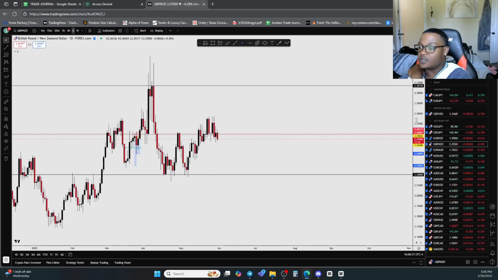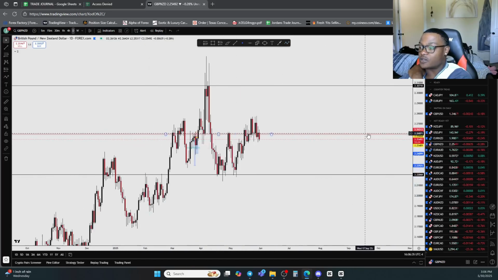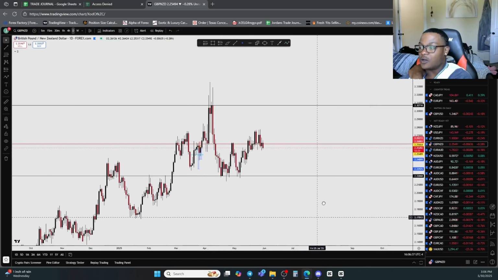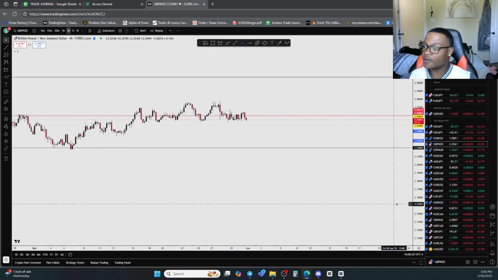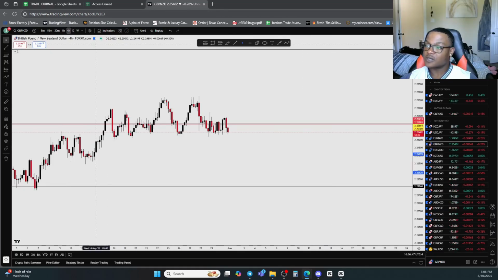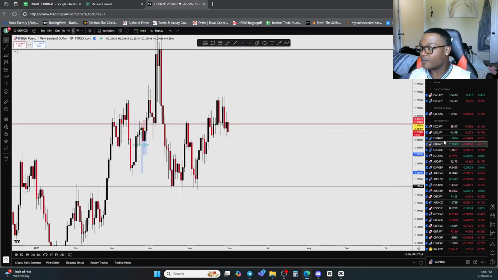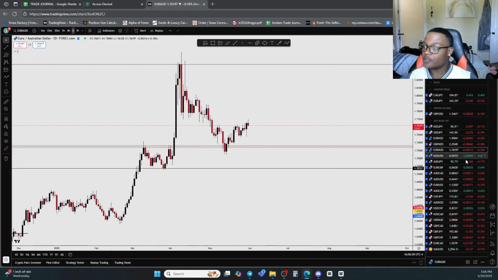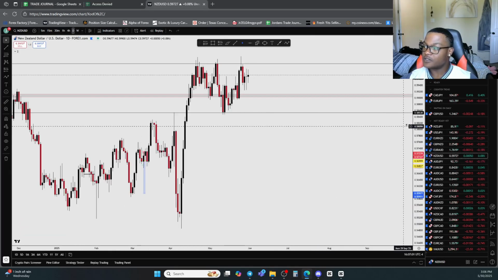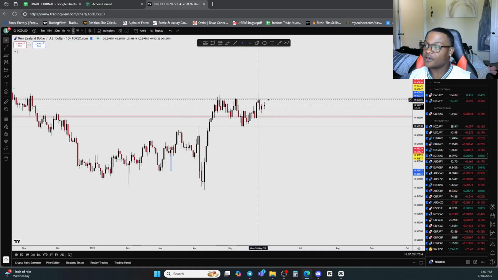GBP NZD, we are breaking back underneath this area of interest, which you all can see. We are bearish on the daily time frame, a strong area of interest. 4-hour time frame, we are bearish. This is ugly. I don't like it. I'm gonna leave that be. Euro NZD, did I see anything? Euro AUD, nothing. NZD USD, we are at an area of resistance.